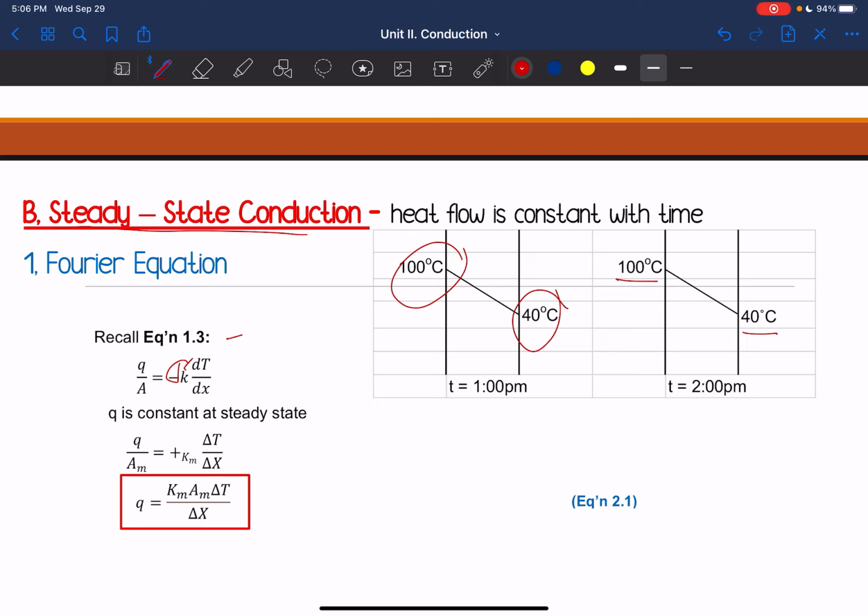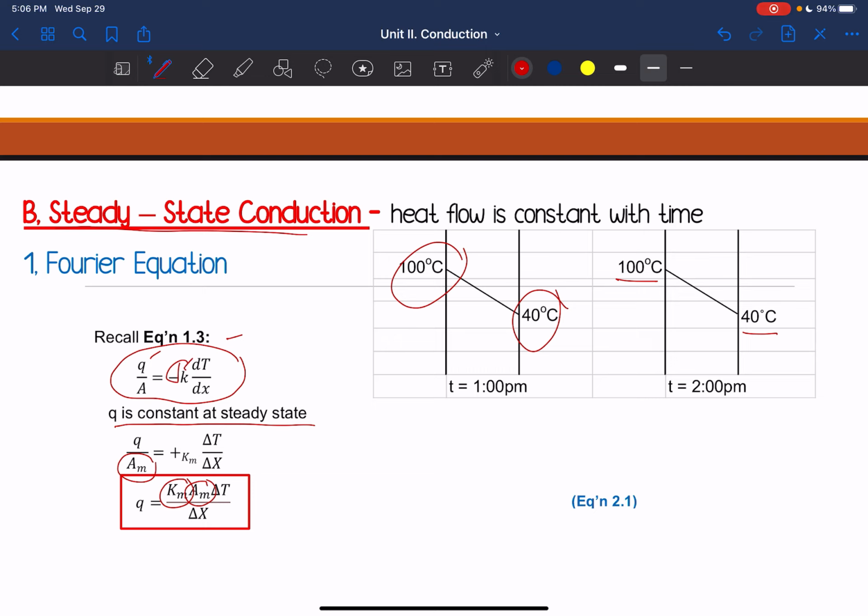Okay? So if Q is constant at steady state, you have Q over A mean area equal to positive Km delta T over delta X. So previously, it's so simple. Your heat flow per unit area is just equal to the thermal conductivity times the gradient in temperature over the distance, delta X. Now, we will be introducing new terms: your mean thermal conductivity and your mean area.